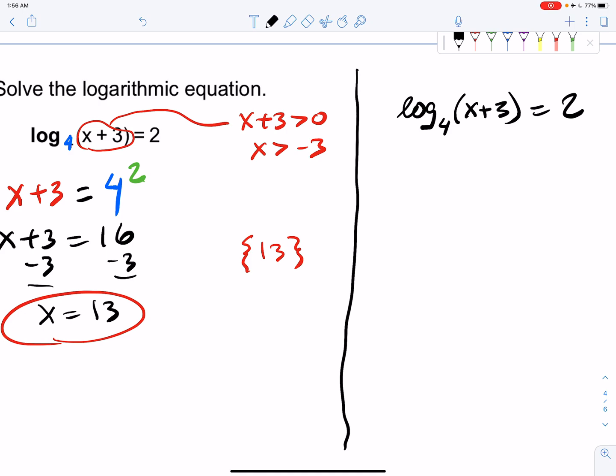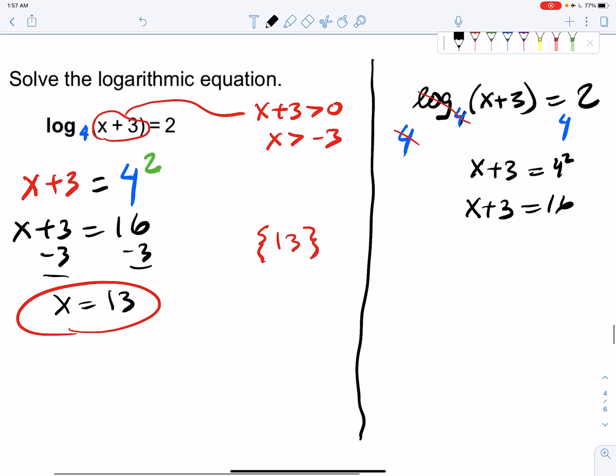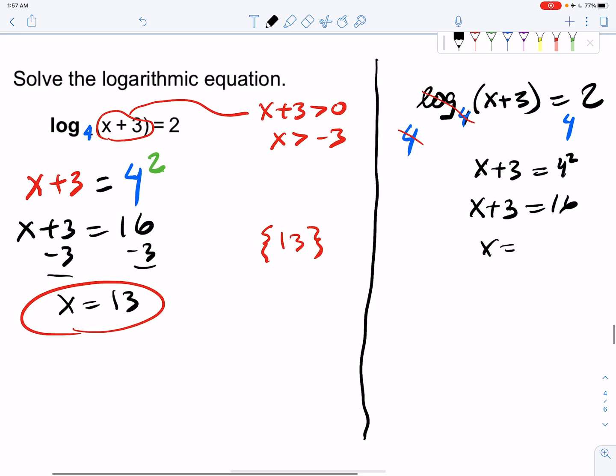So, what's the inverse of a log base 4? If we take the base 4 of both sides, guess what happens here? Base 4 and log base 4 are inverses of each other and cancel each other out. Look what I have left: x plus 3 equals 4 to the second. Isn't that the same thing I have over there on the left by using my rule? Yeah, that's going to give me my same exact answer. x equals 13.